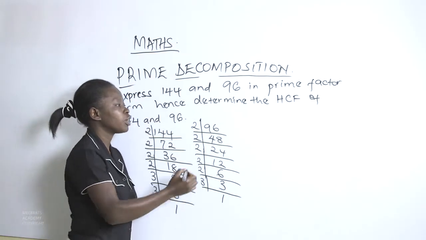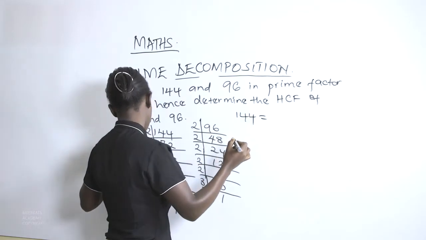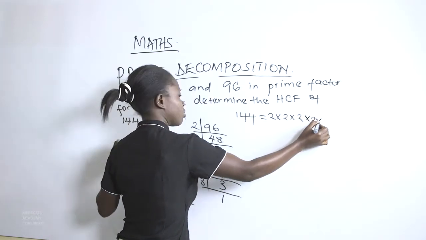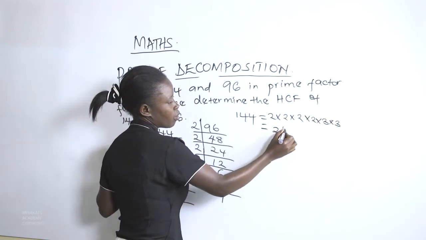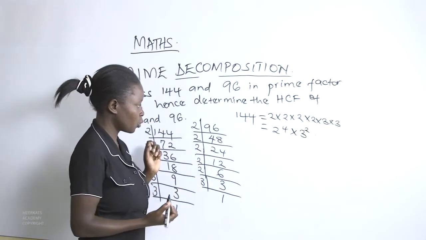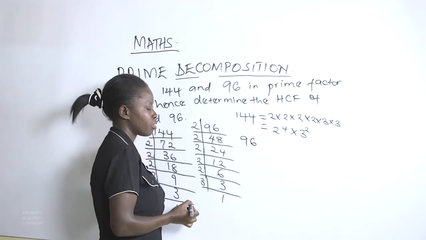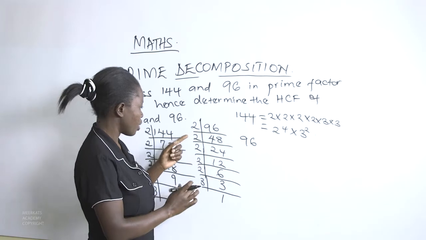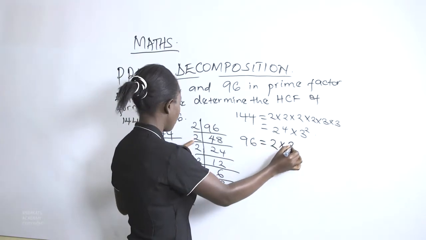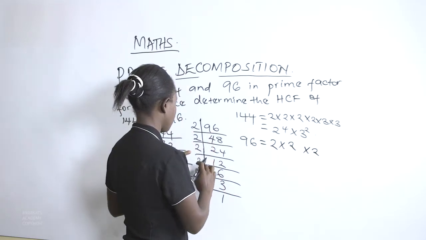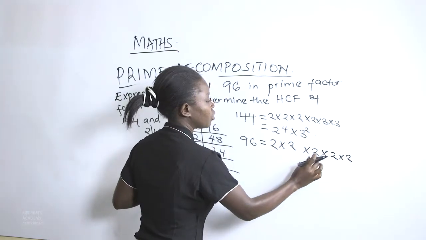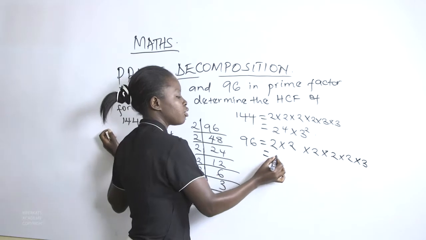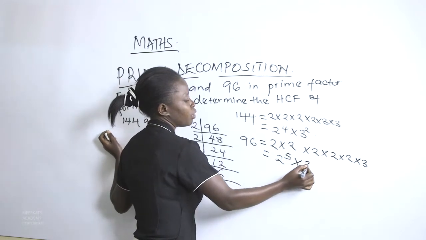So expressing them as prime factors, 144 will be given by 2 times 2 times 2 times 2 times 3 times 3, which gives us 2 to the power of 4 times 3 to the power of 2. 96, if we express it in prime factor form, we are going to have 2 times 2 times 2 times 2 times 2, then times 3. So when we express it in power form, we are having 2 appear 5 times, so 2 to the power of 5, then multiplied by 3.